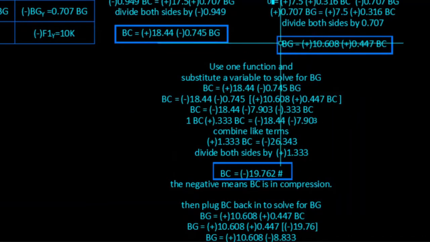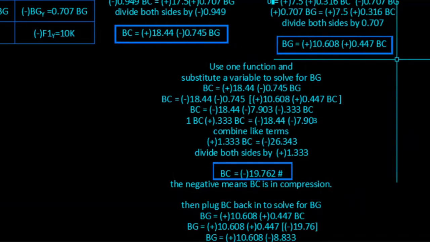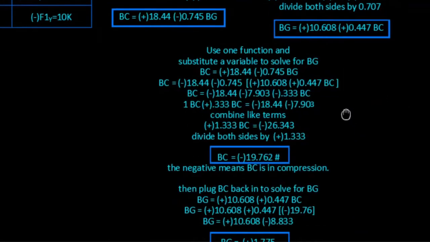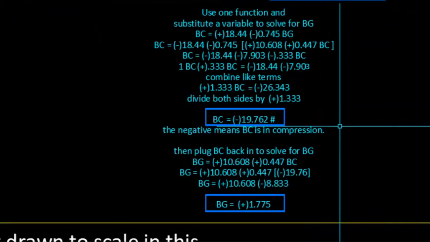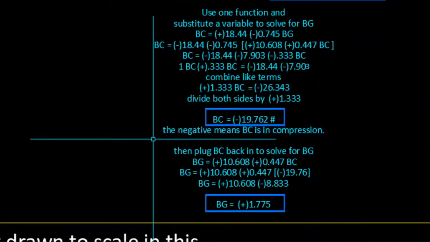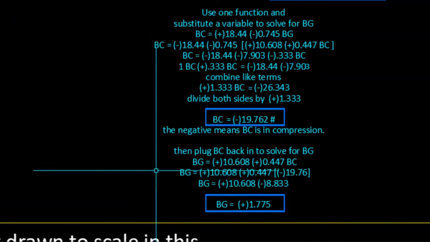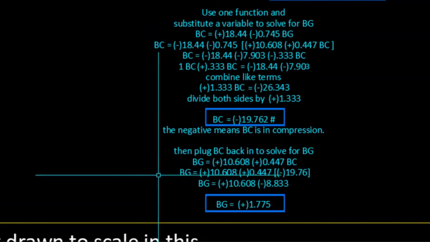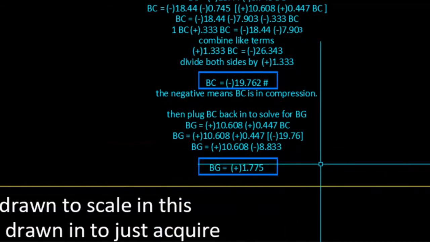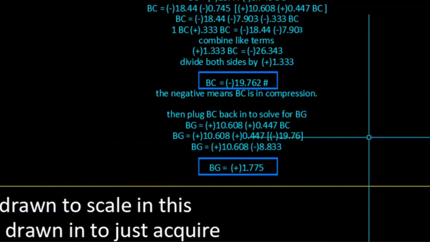Plugging in, BG is equal to 10.608 plus 0.447 BC. We find that BC is equal to negative 19.762. Once again, the negative number means that BC is in compression. Next, we plug BC back in to solve for BG and find that BG is equal to positive 0.775.